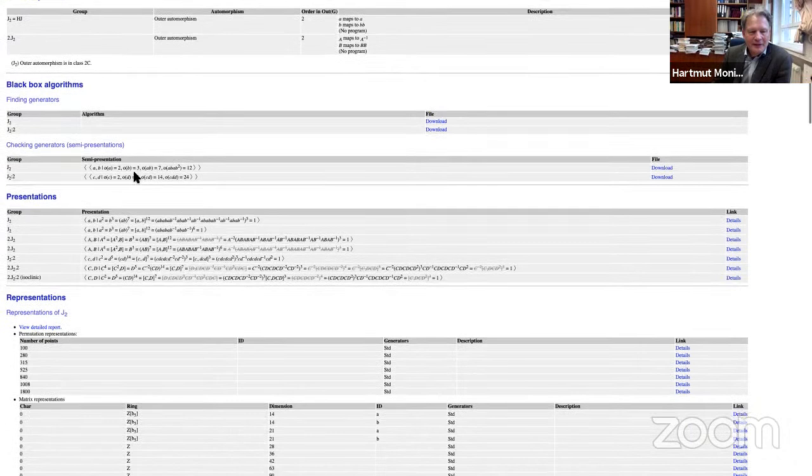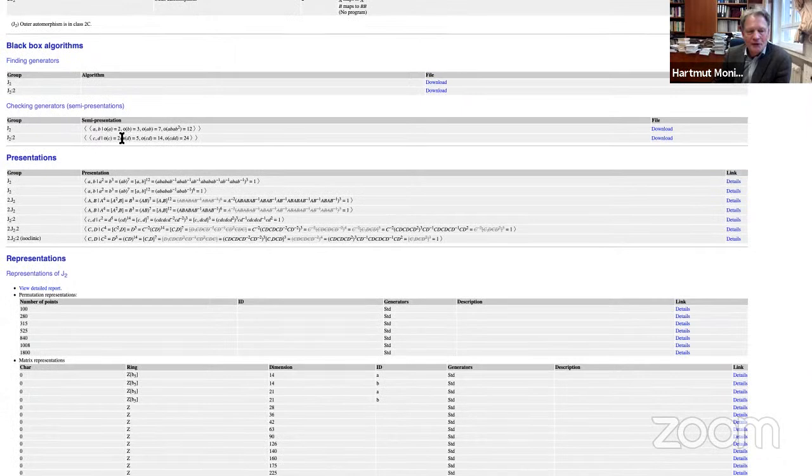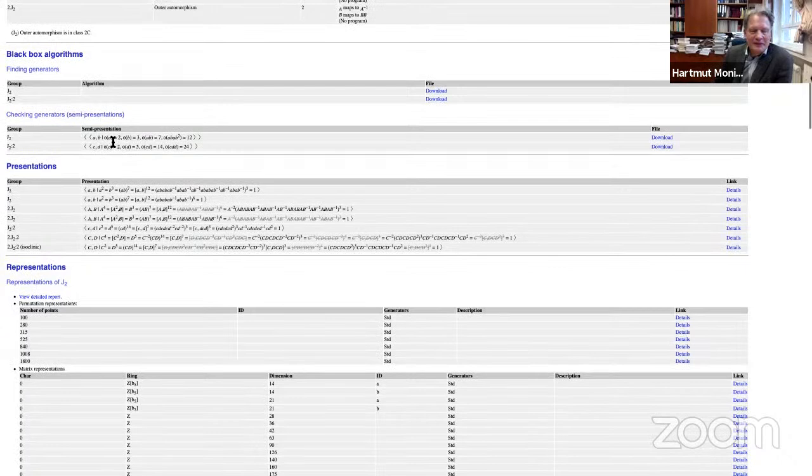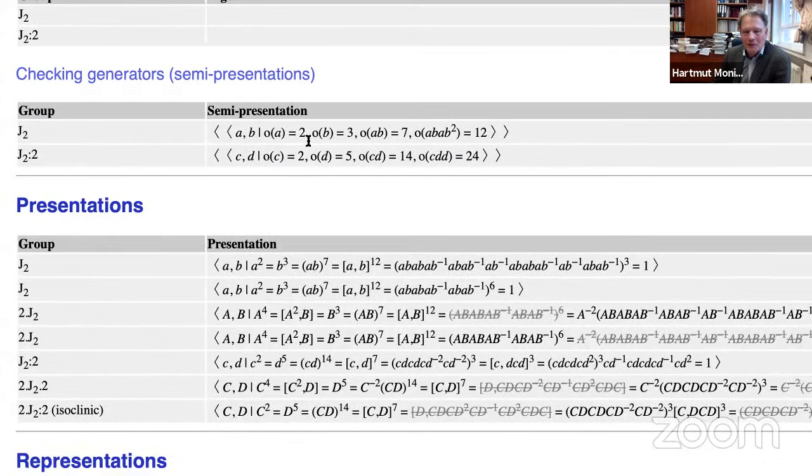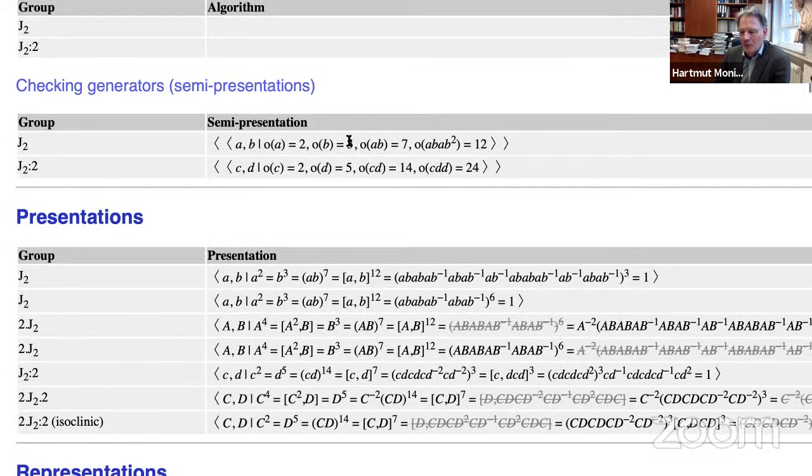What you can see here also is that there is a presentation which has generators, one of order 2, one of order 3 and one of order 7. So it's actually a Hurwitz group. And you can define Janko 2 as a quotient of the modular group. That's the interesting fact, which you can read off directly from this presentation. So the order of A is 2, the order of B is 3. So we can use a homomorphism to sigma 2 and sigma 3 to basically define Janko 2 as a quotient of the modular group.